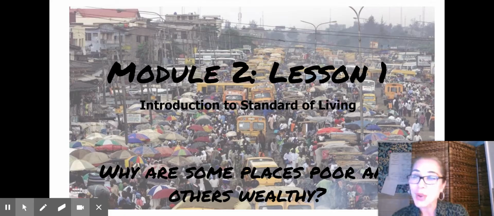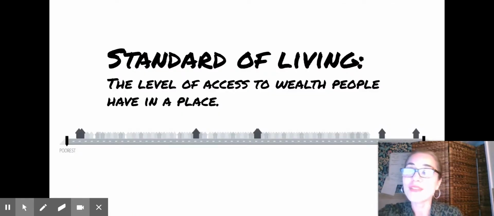So, in other words, where is poverty a problem? Where do we see patterns of poverty and patterns of wealth? Once we can identify where it is happening, we will begin to look for the reasons why. The first concept we will need to understand in order to answer our essential question is standard of living.